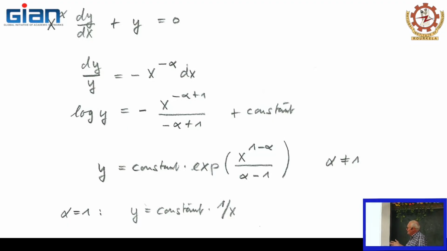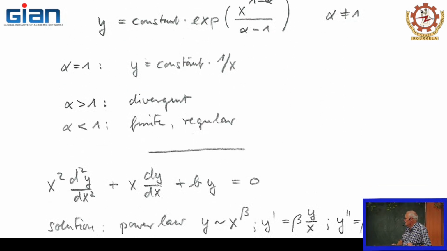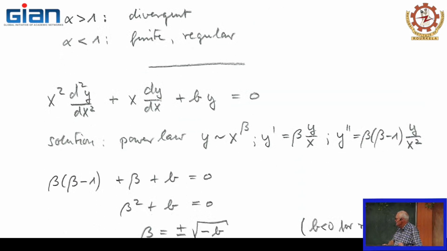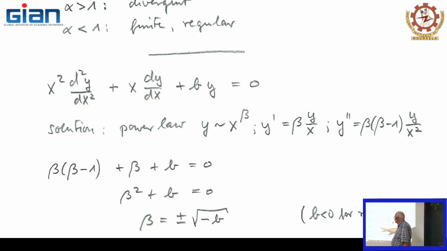That's as an example of distinguishing between regular and irregular singular points. Okay, now let's get to another example, which is closer to the case we consider for stellar pulsations. Let's take the following second order differential equation: x squared times d2y by dx squared plus x times the first derivative plus some constant b times the function itself is equal to 0.